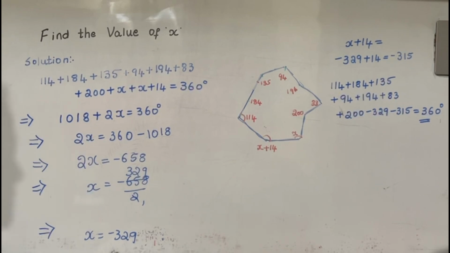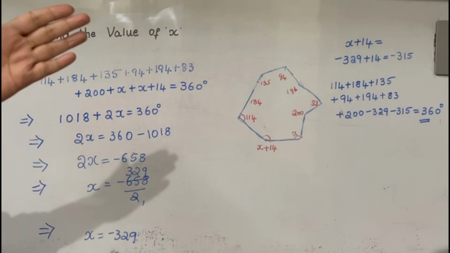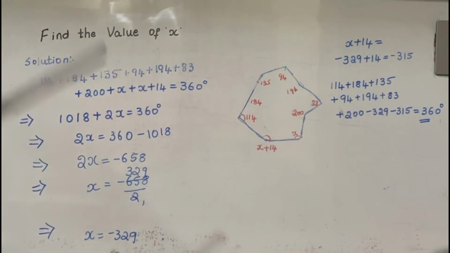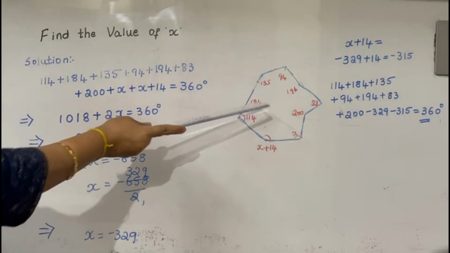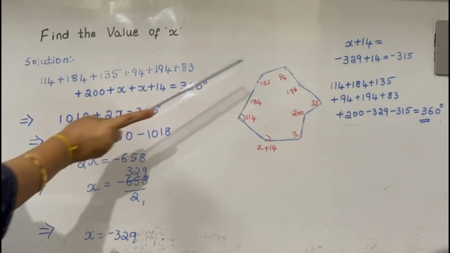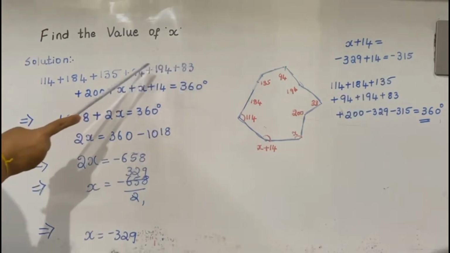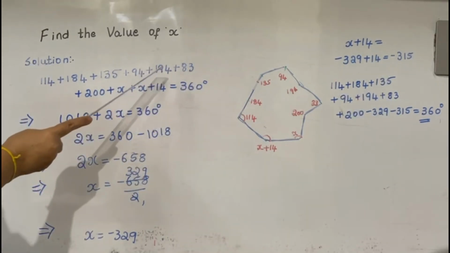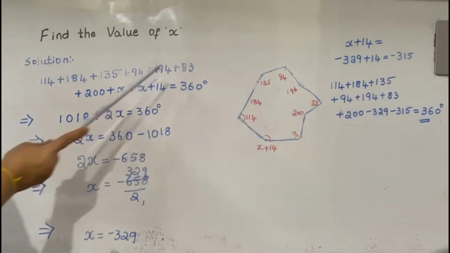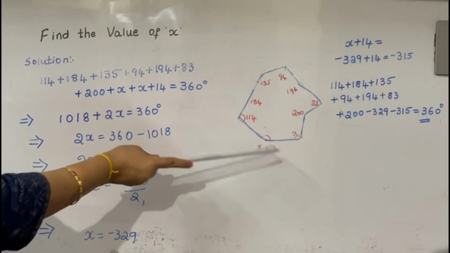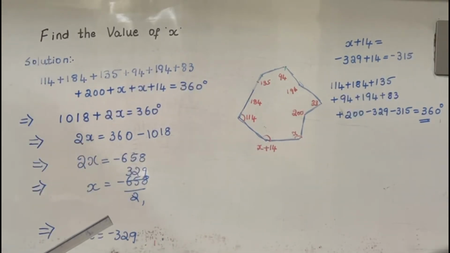According to the angle sum property of a polygon, the sum is equal to 360 degrees, isn't it? Sum of all the angles of the polygon is equal to 360 degrees. So I'm adding everything: 114, 184, 135 plus 94 plus 194 plus 83 plus 200 plus x plus 14 is equal to 360 degrees.